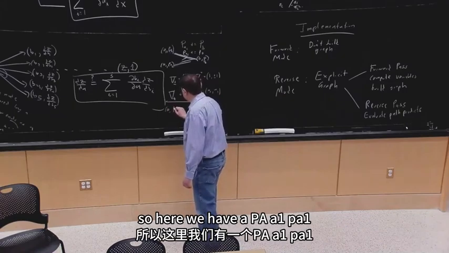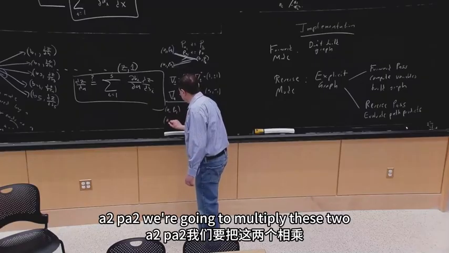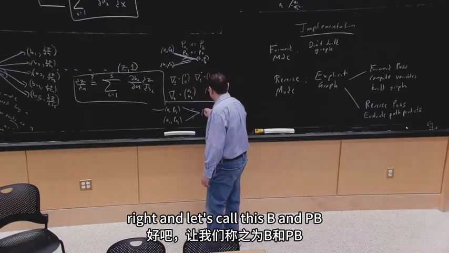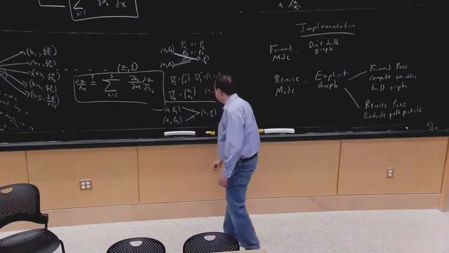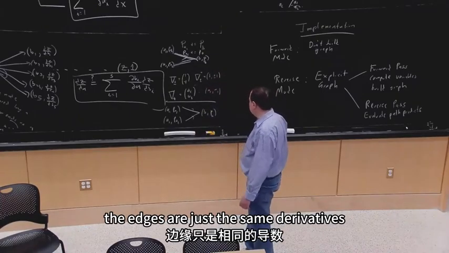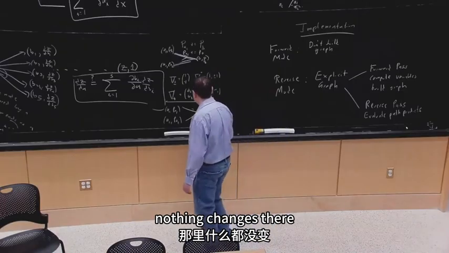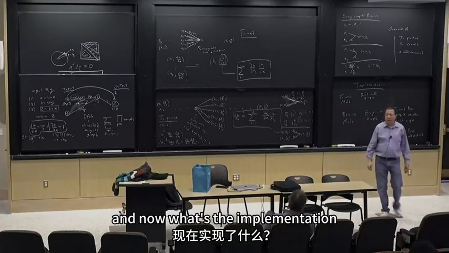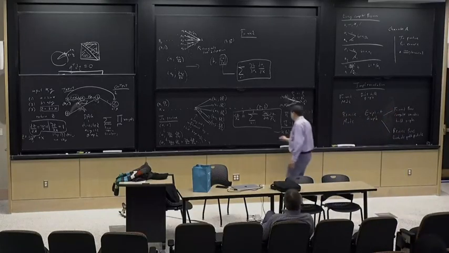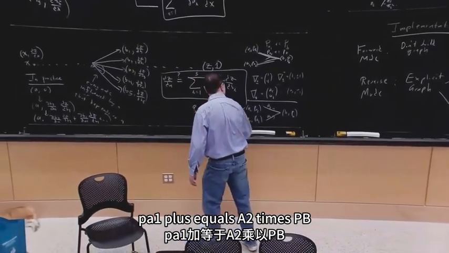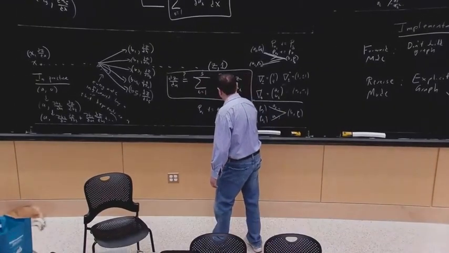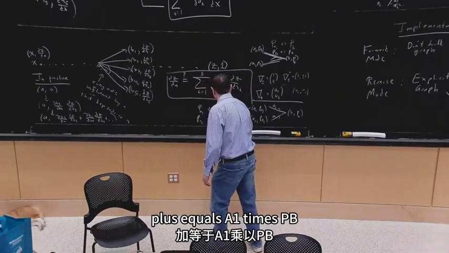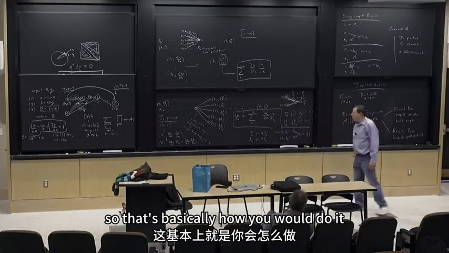So here we have A, PA, A1, PA1, A2, PA2. We're going to multiply these two, right? And let's call this B and PB, right? So what do you put on these edges? The edges are just the same derivatives. Nothing changes there, right? We're multiplying A1 and A2, so this is going to be A2 and A1. And now what's the implementation? The implementation is just PA1 plus equals A2 times PB, and PA2 plus equals A1 times PB. Okay? So that's basically how you would do it.